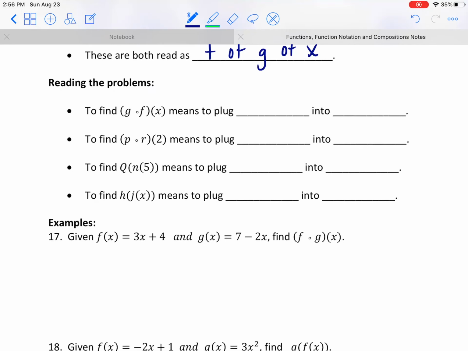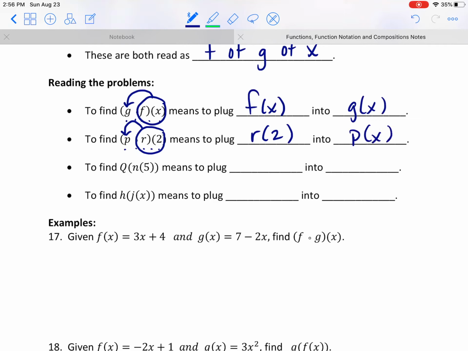So g of f of x. This means to take f of x and plug it into g of x. So f of x gets plugged into g of x. This one says p of r of 2. So this time we have an actual value to plug in. So what we would do here is take r of 2 and plug that into p of x. So r of 2 plugged into p of x. Okay, the notation looks a little different, but same concept here.